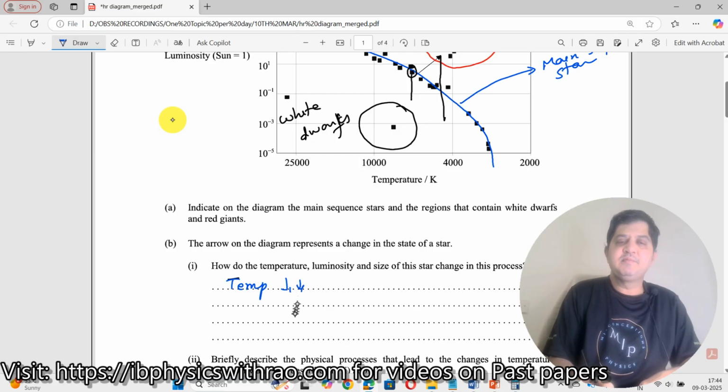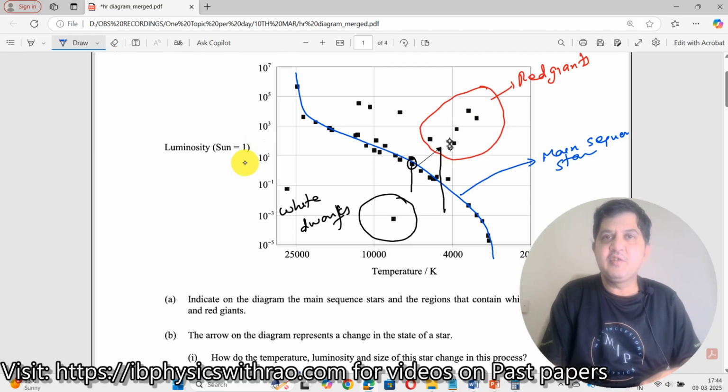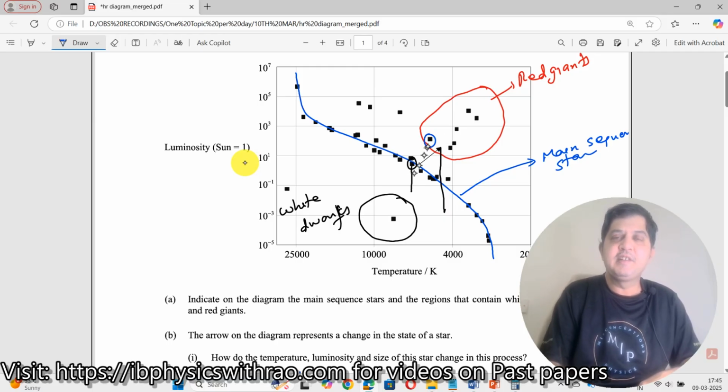Temperature reduces. Then what happens to luminosity? Now, which stars am I referring to? Let me refer to this star and this star. Okay, so these extremes. Now this star, luminosity. What happens to luminosity? This is your luminosity for this star, and for this one, luminosity is here. So which means luminosity is increasing.